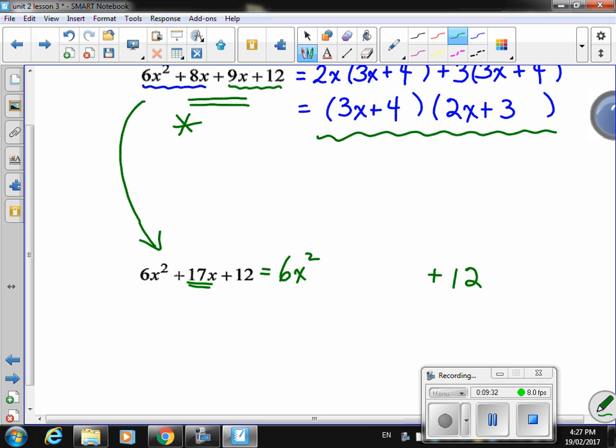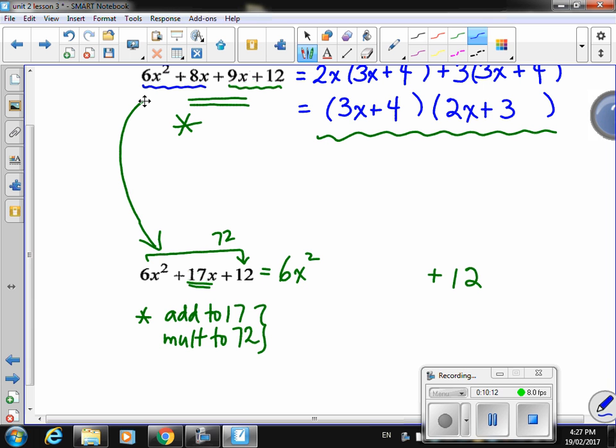This is what we need to write down on our anchor chart. I need to decompose that 17x into 2 parts such that the 2 parts add to 17 so that I'm not changing the question, and multiply to, here's where it's weird, whatever 6 times 12 is, 72. If I decompose it in such a way, then it will work beautifully to factor by grouping. Two numbers that add to 17 and multiply to 72.